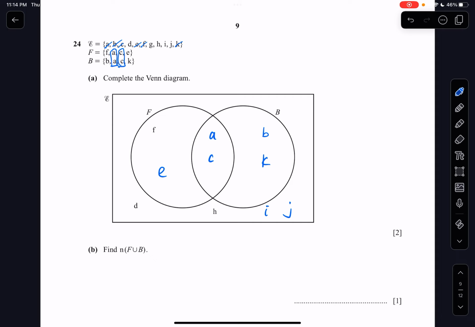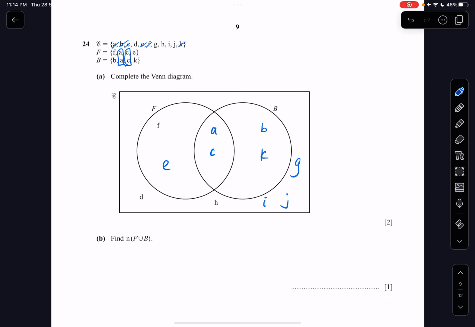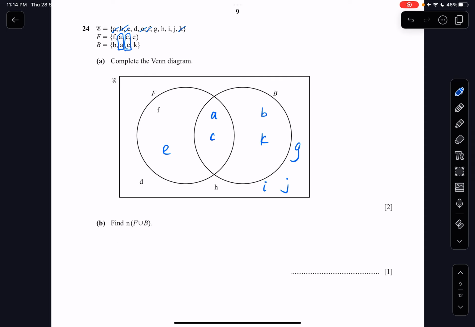A, B, C, D, E, F, G. I'm missing G. Yes, G. H, I, J. Yep, I think that will be it. Next, find the number of elements of F union B. So F union B, let me use a different color, let me highlight it. F union B is here. At one glance, I know that there are 6 elements inside. So the answer will be 6. All right, great. Let's move on.